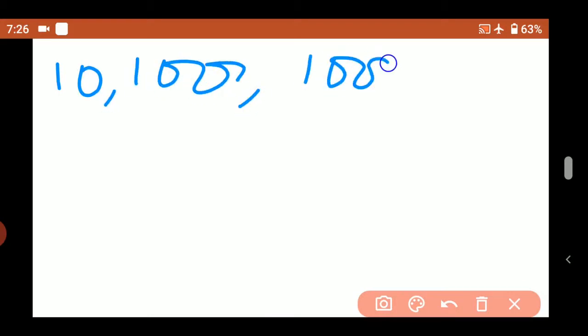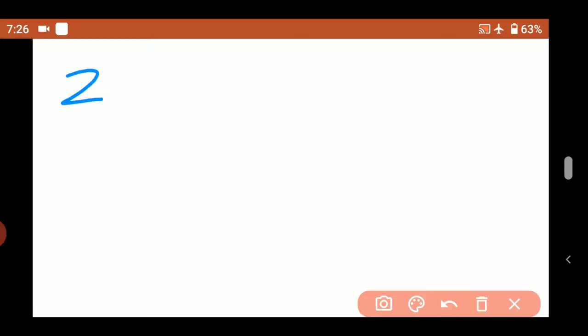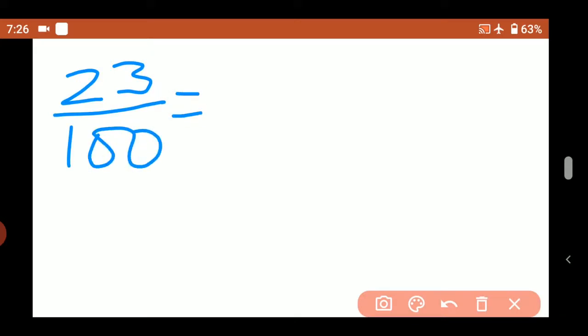Denominators like 10, 100 and 1000. These numbers can be written in the form of 10 to the power 1, 10 to the power 2, 10 to the power 3. So that is why I told denominators with 10 and power of 10. So if the denominators are 10 or a power of 10, then converting a fraction into a decimal becomes easy. Say if you have 23 divided by 100.